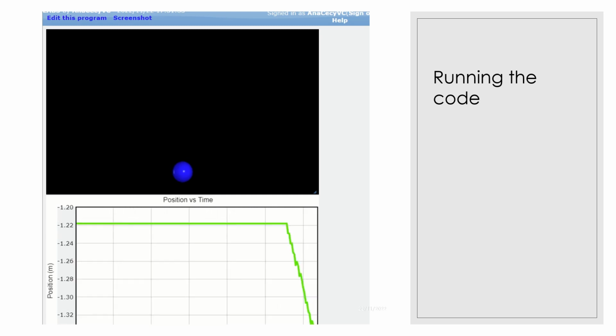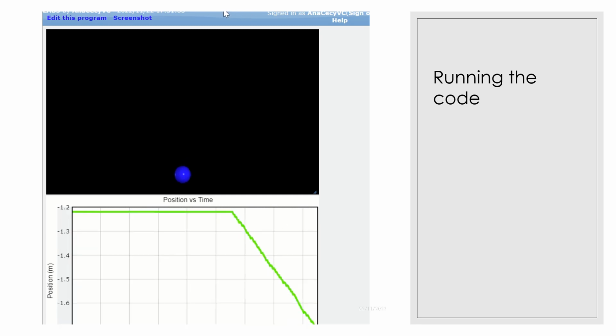As you can see, this is a predicted motion depicted by the computational model. We have this position versus time graph that shows how movement is constant, and then the slope turns negative.